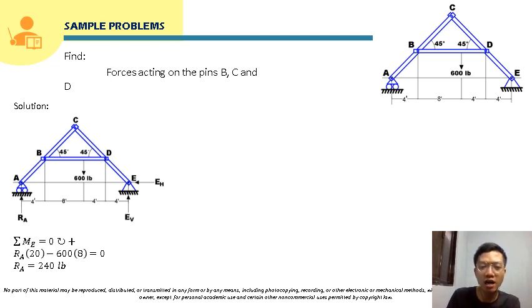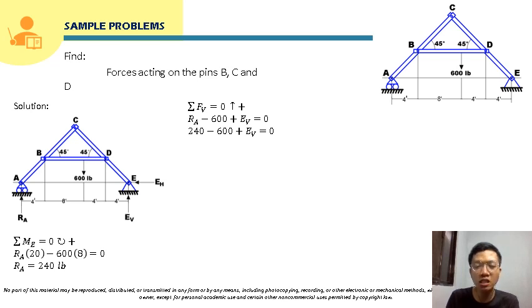Also, for reaction at E, we can just sum up forces vertical. Summing up forces vertical, that will just be RA minus 600 plus EV, and that will be equal to 0. We already have RA, which is 240. So we can solve for EV here. That will just be 600 minus 240, so that will just be 360 pounds. Also for EH, as we can see here, there are no other horizontal forces, so we know already that EH is just equal to 0.